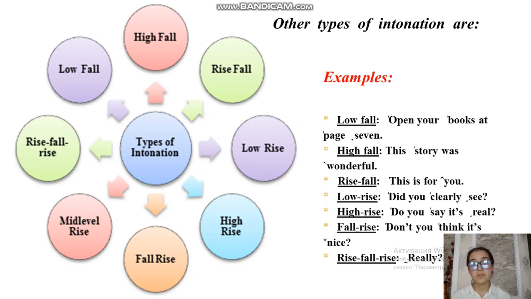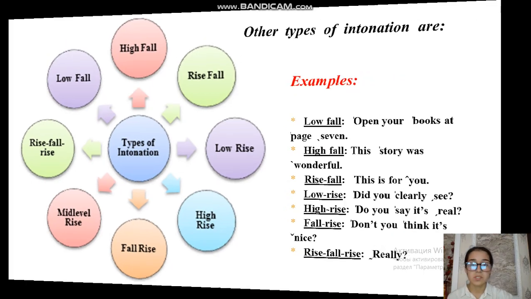And here are given other types of intonation: low fall, high fall, rise fall, low rise, high rise, fall rise, mid-level rise, rise fall rise. And here are examples of these intonations. Please read them carefully and try to remember all of these types of intonation.